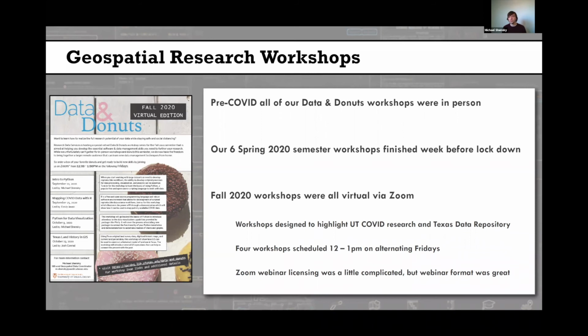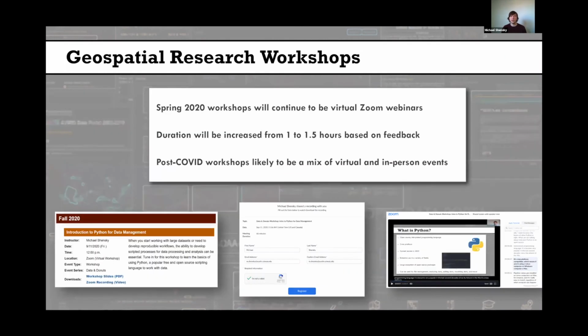We had 4 workshops that were scheduled from 12 to 1 on alternating Fridays. So this is a slightly different schedule than we would usually have for our in-person workshops. We shifted the time earlier on Fridays. We didn't do back-to-back weeks. We wanted to give ourselves more flexibility to assess how things were going in this new virtual format. And the webinar licensing on our campus was a little bit complicated to work out, but the webinar format ended up being great. It worked really well.